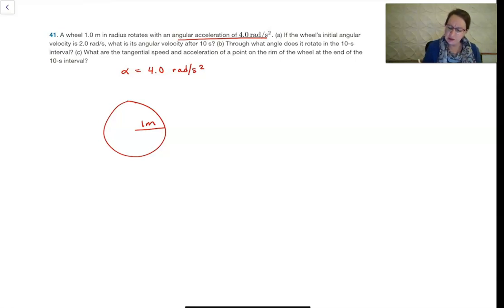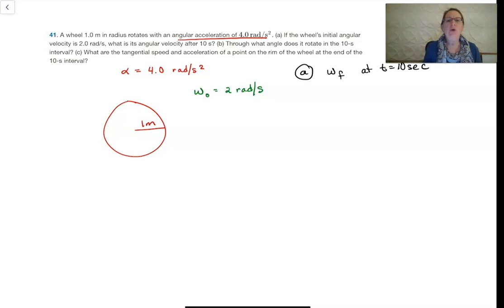And its initial angular velocity is omega naught, which is 2 radians per second. And then question A just asks: what is the angular velocity after 10 seconds? At t equals 10 seconds.